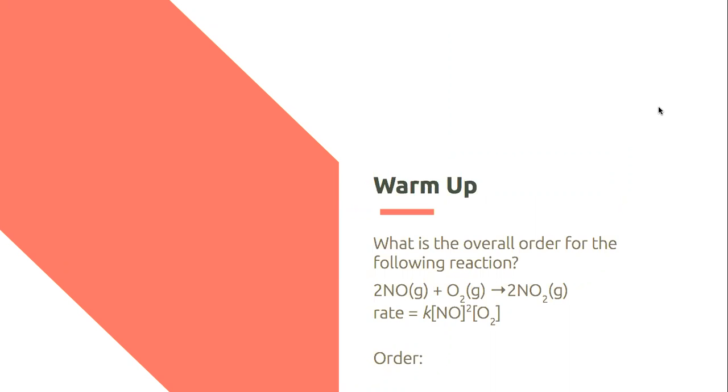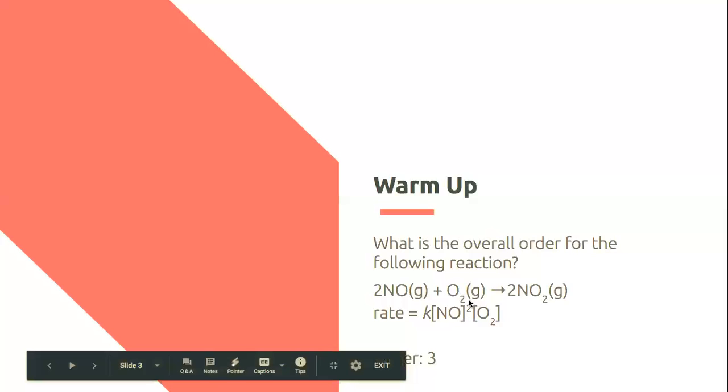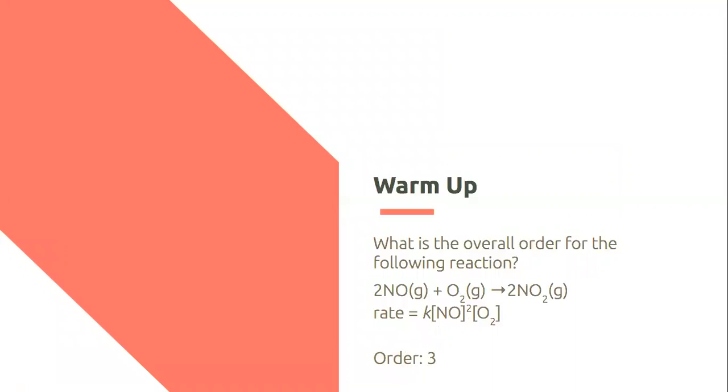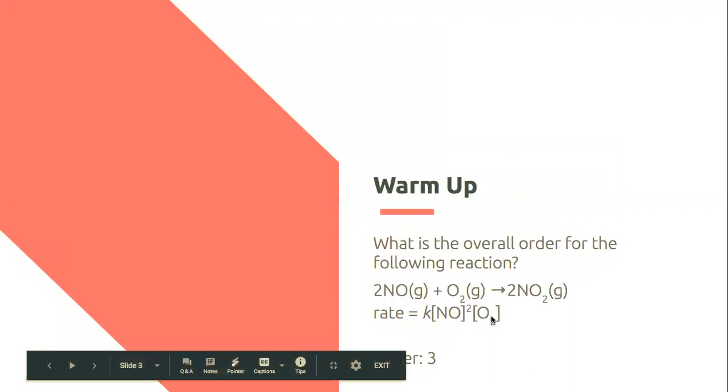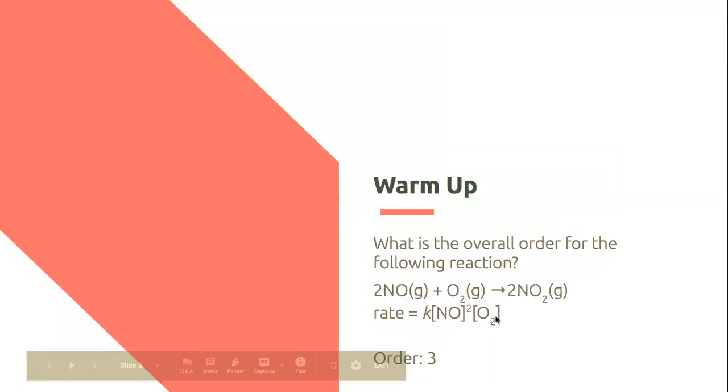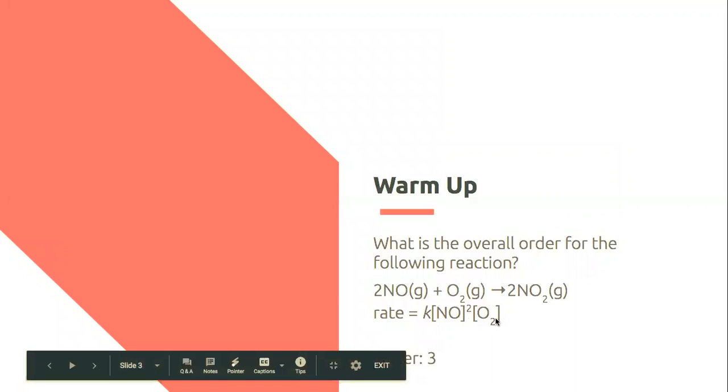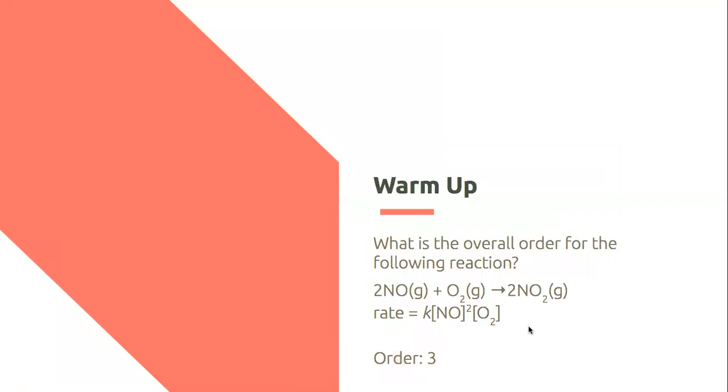Hopefully, you are saying that this is a third order reaction because we've got an exponent of 2. So that means that the concentration of NO is exponentially related to the rate, while the concentration of O2 is directly proportional to the rate, and it has an exponent of 1. And we add 2 and 1 to get 3.